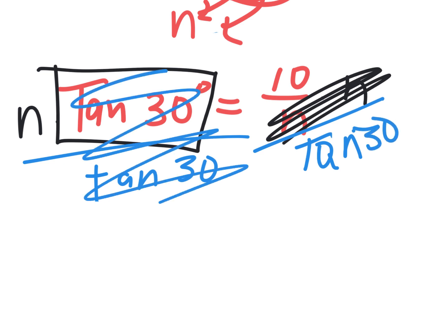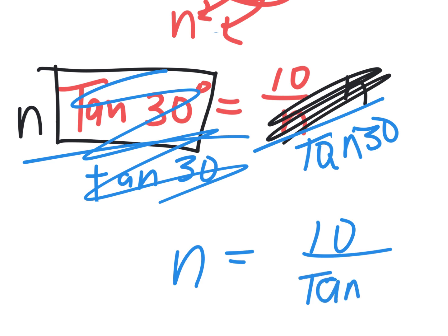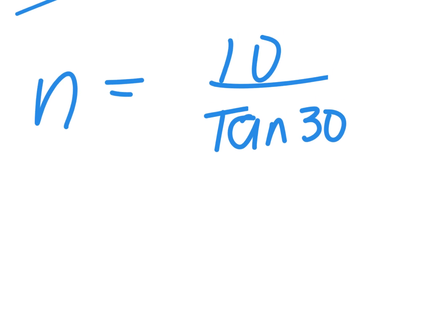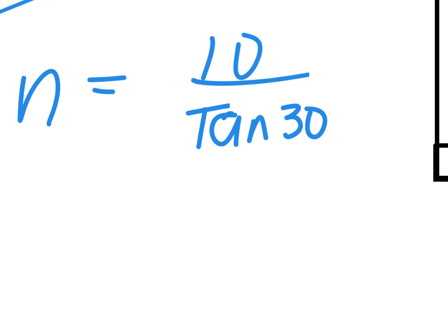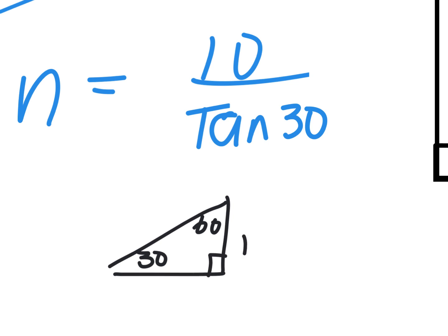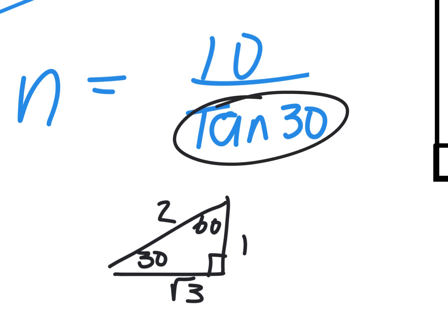And that cancels that, and n is alone. 10 over tangent 30, and yes, that's it. Oh, wait, it's not. It's right, except I know tangent of 30. Don't I? Can I find tangent of 30? Yes, you can. So this has an added little step. You draw your 30, 60, 90 classic triangle, the one that has the sides of 1, 2, square root of 3, and then you figure out tangent of 30 and you put it here.